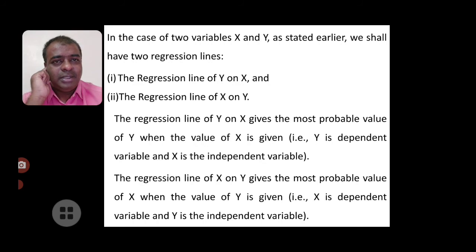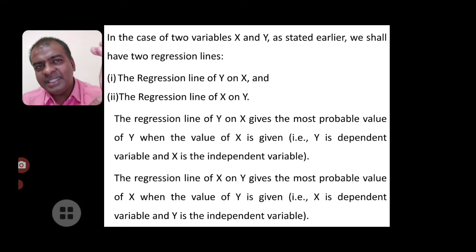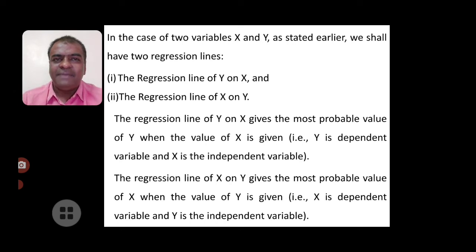In simple words, the value which you are identifying, predicting, or estimating, that variable is called the dependent variable because it is depending on the change in another variable, and that variable is called the independent variable. So when I talk of the regression line of y on x, y is depending on x. For a small change in x, what is the change in y? Therefore, x is the independent variable and y is the dependent variable in case of the regression line of y on x.